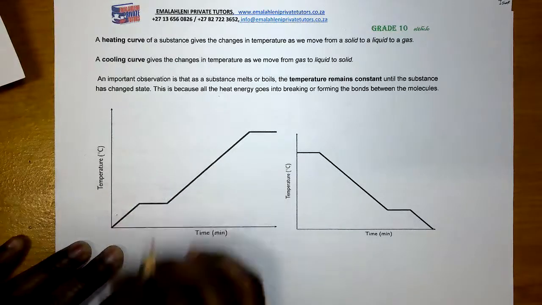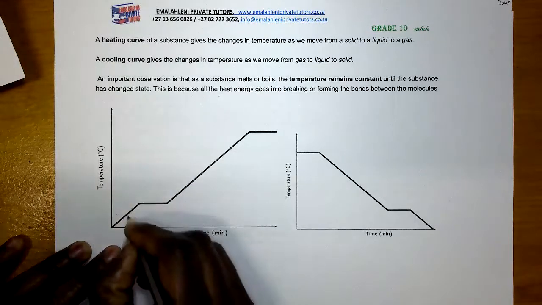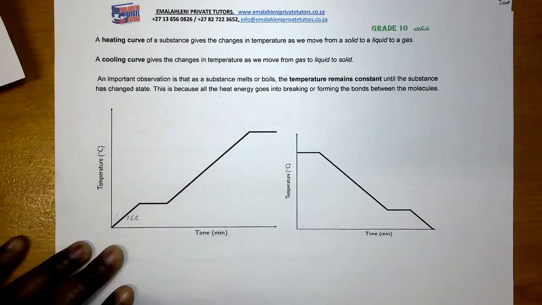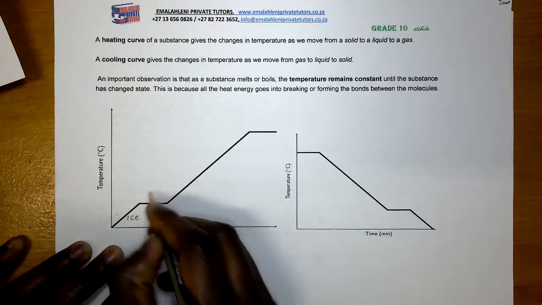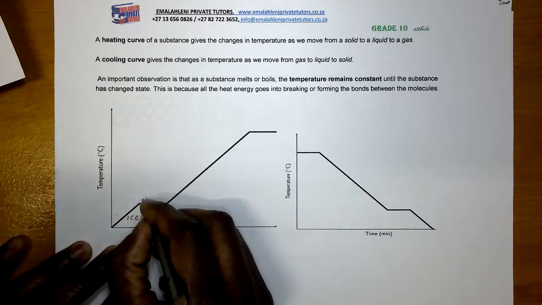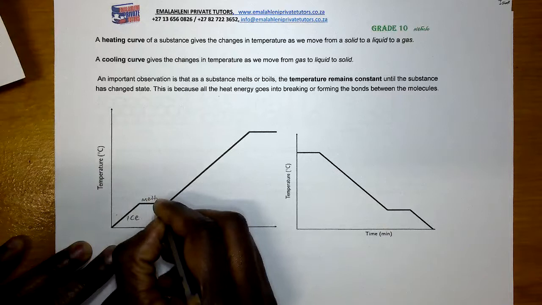So we're going to start with the heating curve, and what you see there is that we have ice here. And when we have ice here, the ice will melt. So here, what happens here, we call this the melting point.